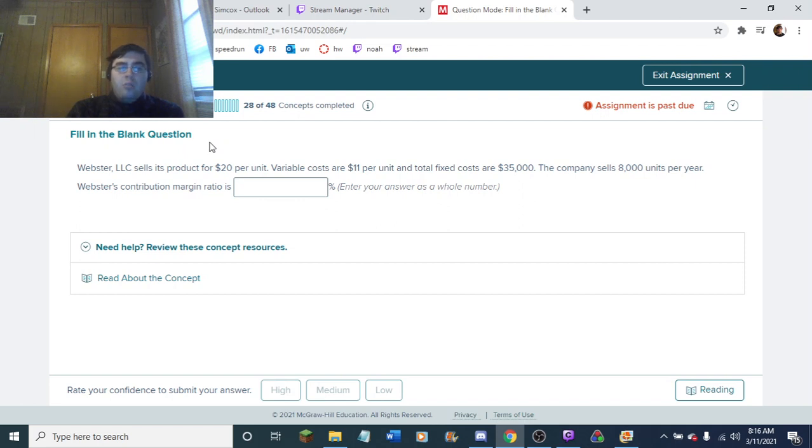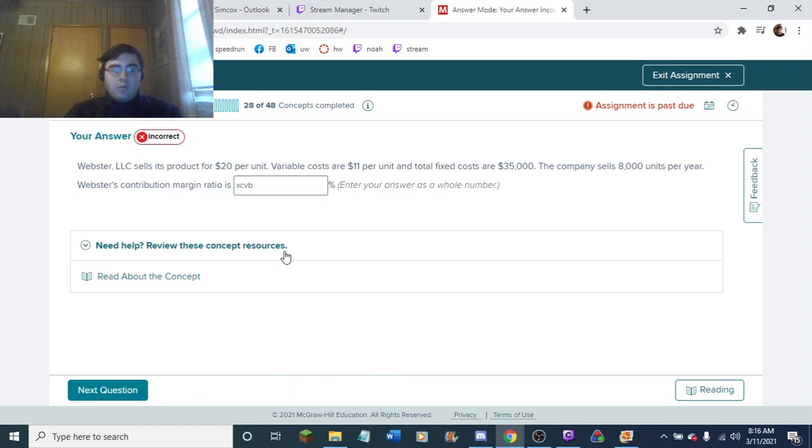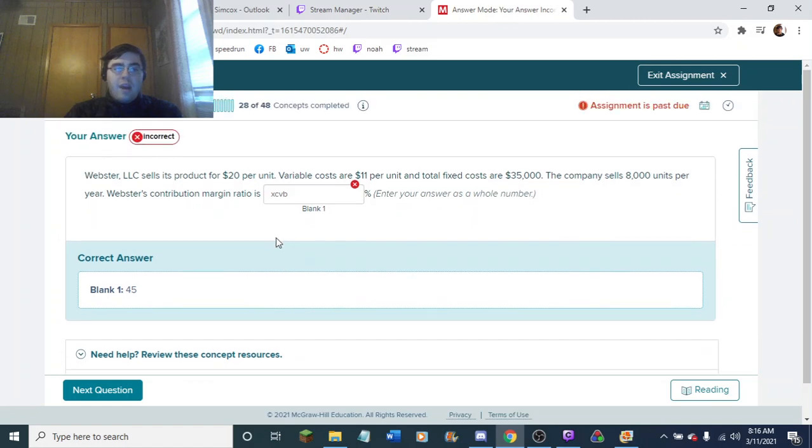What's the contribution margin ratio? I don't know what that is. Okay, 45. Well, 45%? It's probably really simple because they're not explaining it. Or maybe they're just looking for the contribution margin. No, I don't think so. It's probably the contribution margin divided by something, or something divided by a contribution margin.